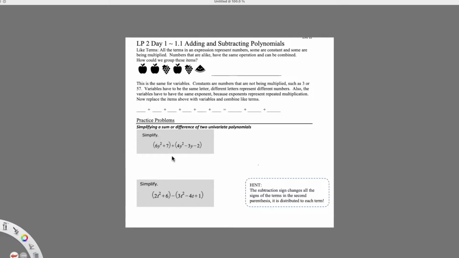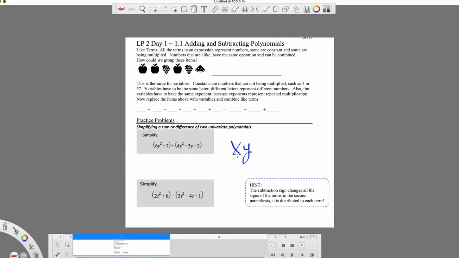In this expression, sorry, not equation, we have t's instead of y's. But there's only one variable. I don't see anything that looks like this, where I have two variables next to each other. That would be called multivariate, but this one's univariate, meaning one variable.